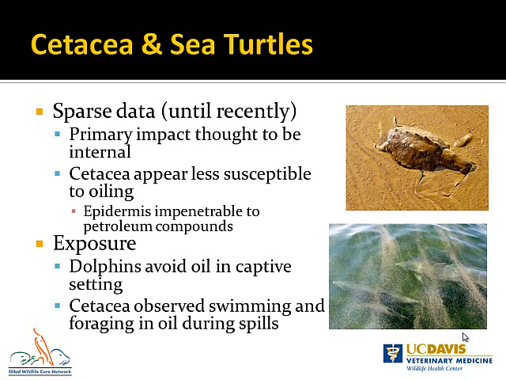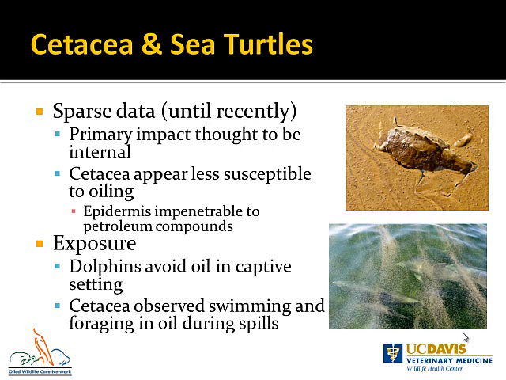Okay, Cetacea and sea turtles. So whales, dolphins, porpoises, and sea turtles, we really have very little data on the effects of oil on these types of animals. A large chunk of the data actually came out of the Deepwater Horizon oil spill in 2010, where there were quite a few cetaceans and sea turtles that were affected. So we have learned quite a bit during this event.